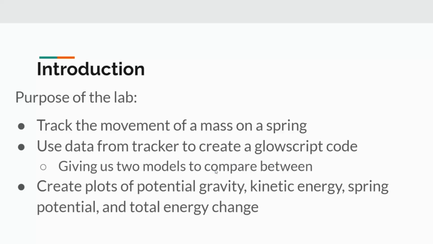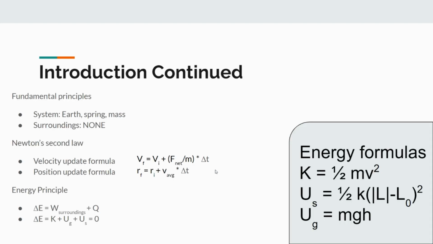First, I want to start with the introduction and the purpose of this lab. The purpose was to track the motion of a mass on a spring and then use the data that we got from Tracker to create GlowScript code. This will give us two models to compare between. We'll create plots of potential gravitational energy, kinetic energy, spring potential energy, and total energy change.